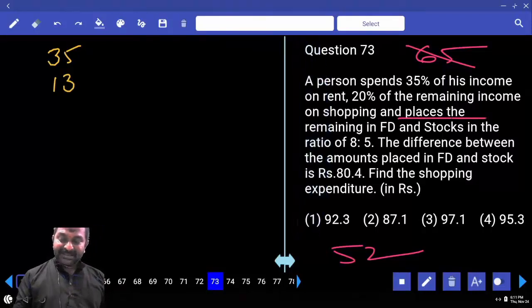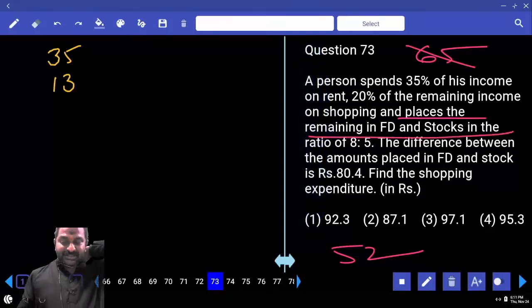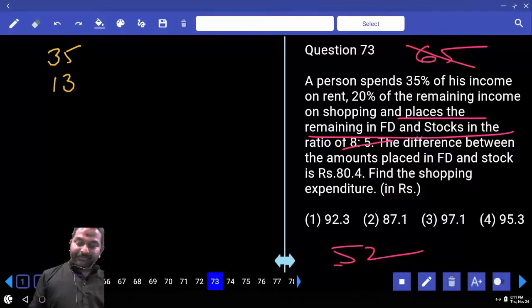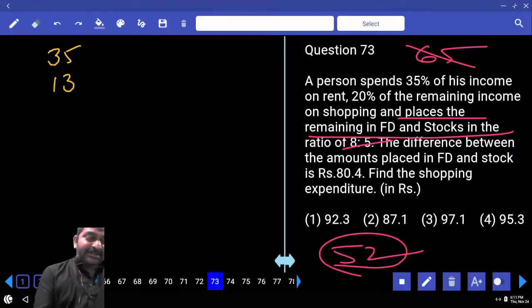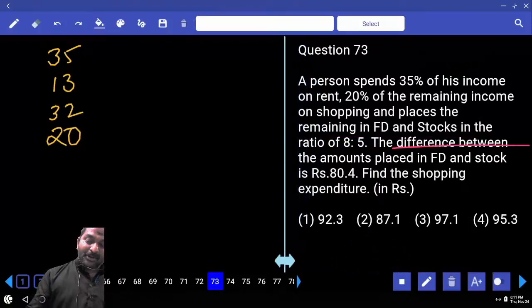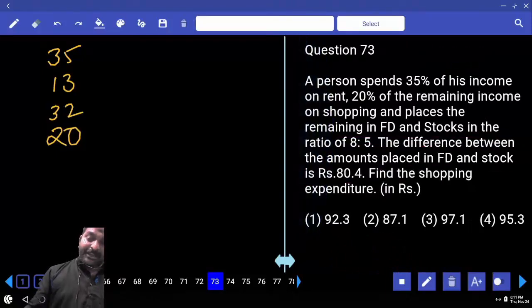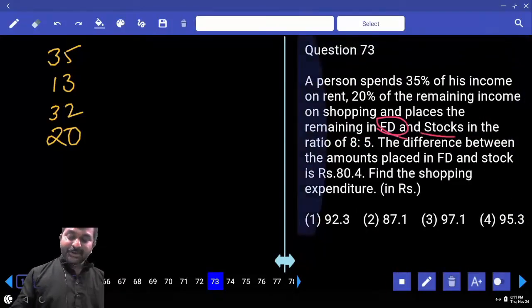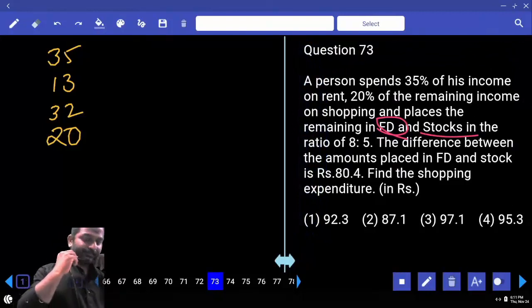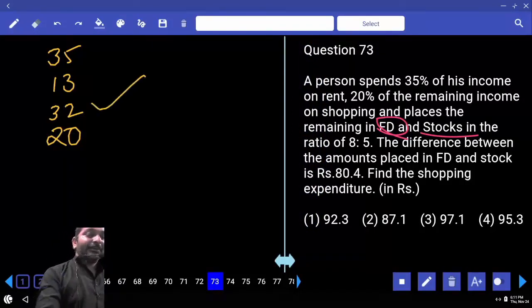And places the remaining in FD and stocks in the ratio 8:5. Total how many parts do we have? 13. If 52 is divided into 13 parts, each part is 4. 8 parts, 32. 5 parts, 20. Correct? The difference between the amounts placed in FD and stock. FD 8 parts, stock 5 parts. In terms of percentage, FD is 32, stock 20. Difference?